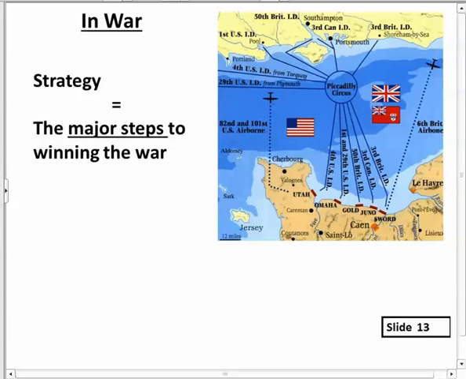So were you to look at the map on the right, you might recognize that that is the Normandy invasion of World War II. Okay? That represents strategy. That is the big picture of how General Eisenhower and the Allies were going to attack and try to take back Europe, and what was going to be the major step. And so that's the big picture. That's strategy. Those are the major steps that you're going to take.